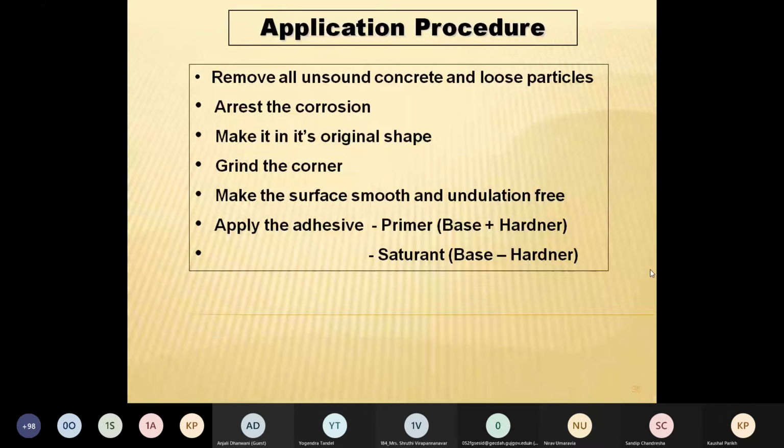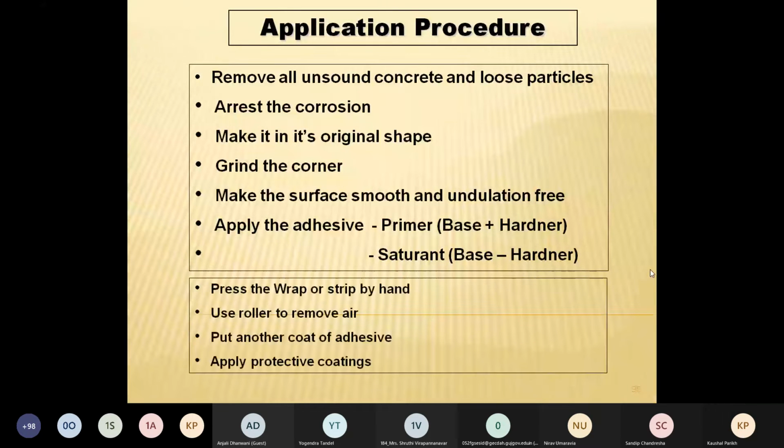Then press the wrap strip by hand, use a roller to remove the air, put another coat of adhesive, and finally apply the protective coatings. This is nothing but the application procedure of FRP as a retrofitting technique.